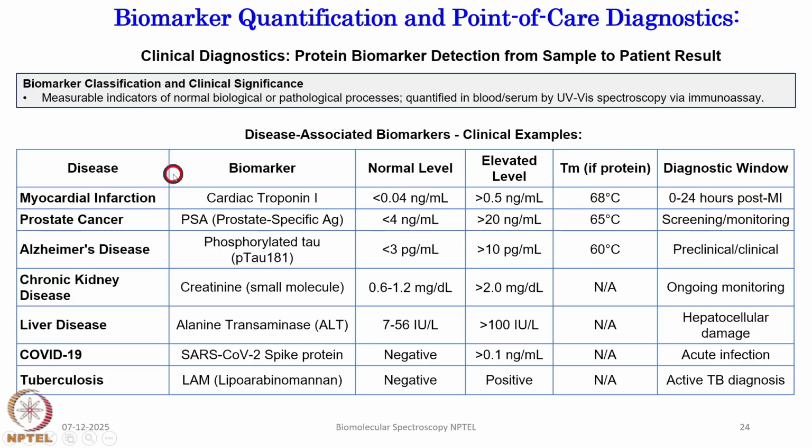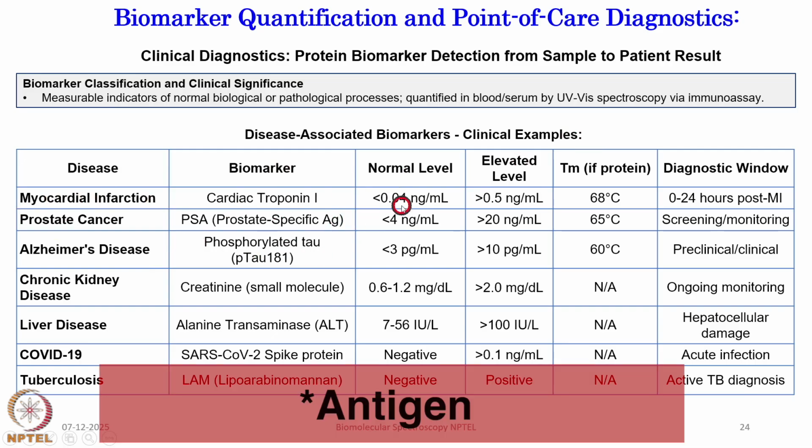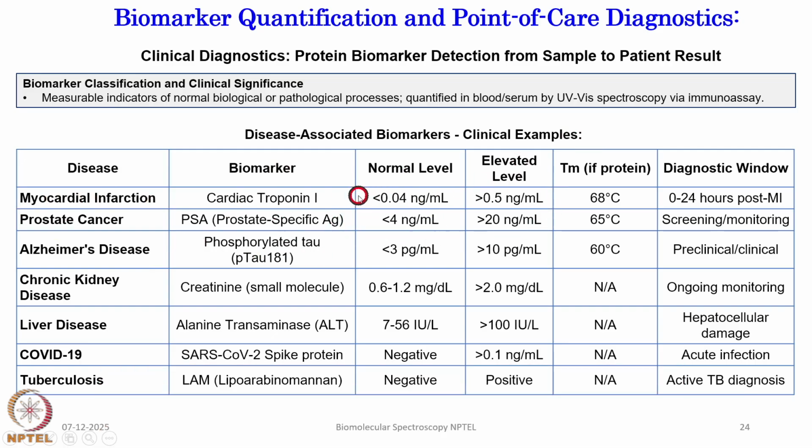Similarly, for prostate cancer, you can have prostate-specific antigen that can be detected. In the normal case, it is less than 4 nanogram per ml. In the prostate cancer case, it is 20 nanogram. For Alzheimer's disease, phosphorylated tau one can detect; again it is low normally, and in the disease case it is very high. Tm is 60 degrees, and you can use it for preclinical or clinical application.